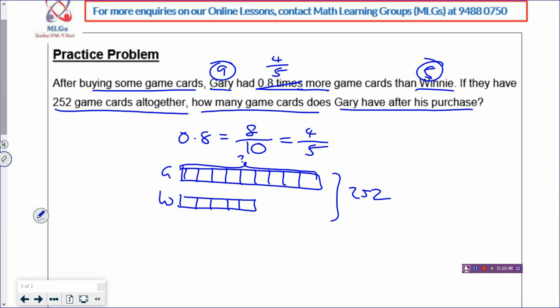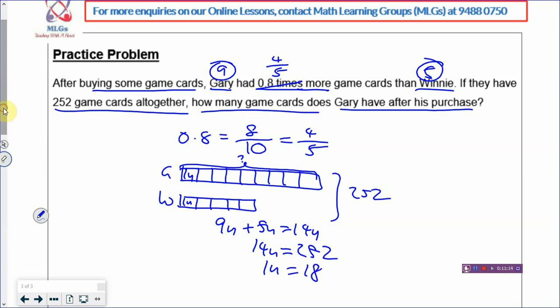And all the boxes look the same, so you call them 1 unit each. So how many boxes do they have altogether? Gary has 9 boxes. 1, 2, 3, 4, 5, 6, 7, 8, 9. Winnie has 5 boxes. So together they have 14 units. And 14 units is 252. So your 1 unit will be 252 divided by 14. So your 1 unit is 18.